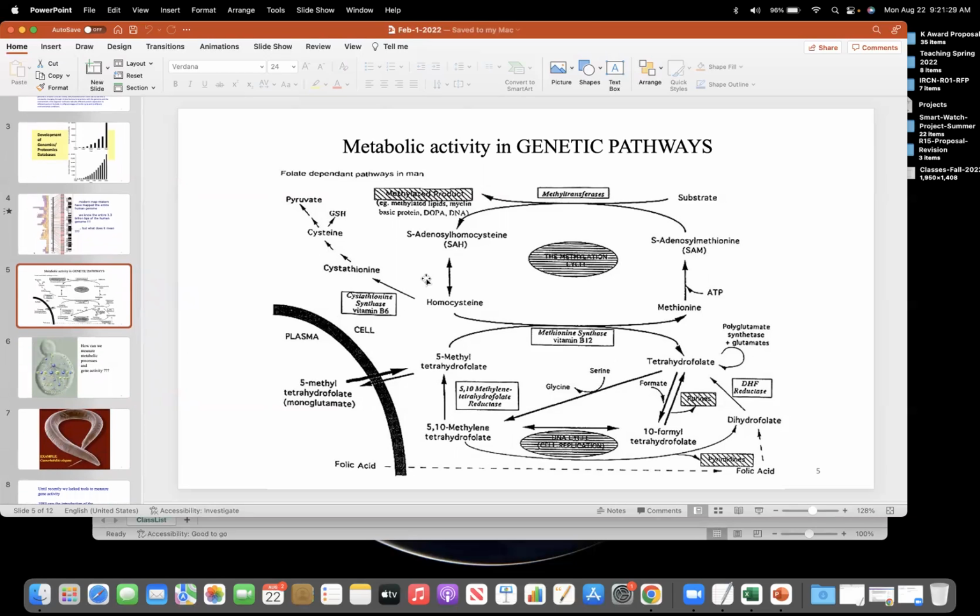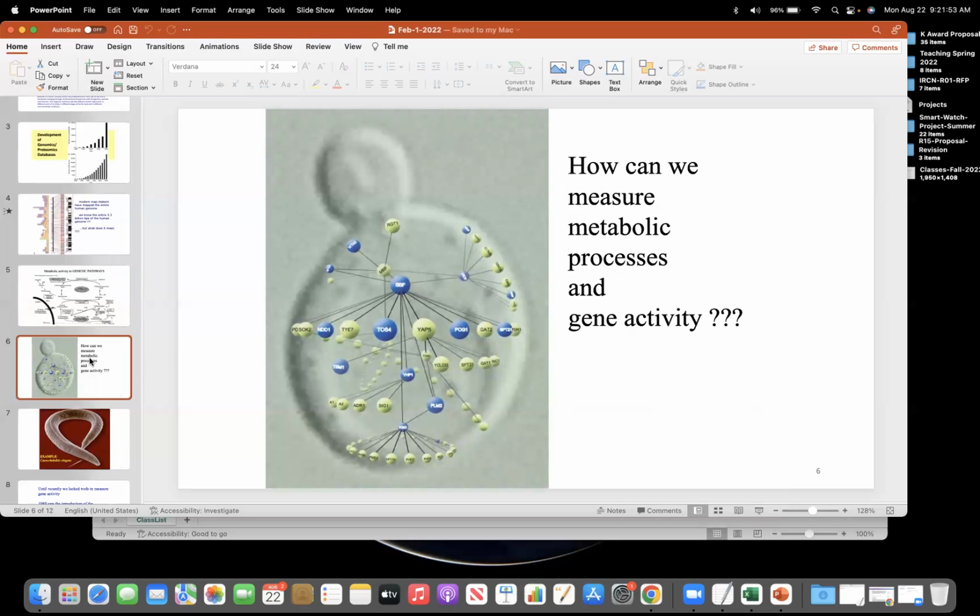So obviously you don't have to remember this. This is just an example of this pathway, and I just wanted to let you understand the complexity, right, of this pathway, and what things happen in metabolism, right? So how can we measure the metabolic process? So in the previous slide, we saw the metabolic activity of the folate pathway, right? Folate metabolism.